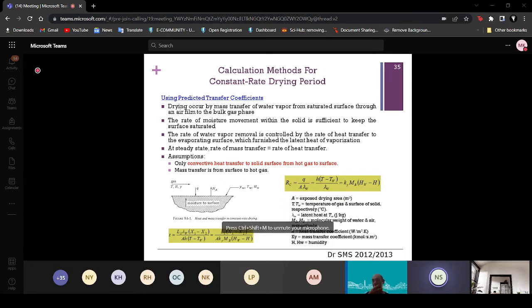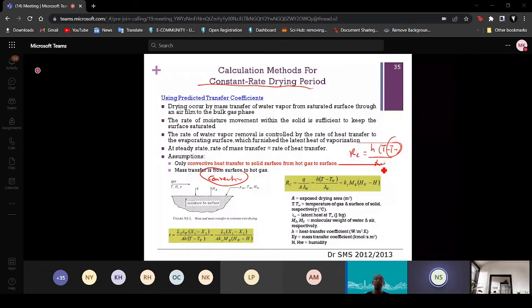Alright, so now I recap again. At the constant rate period, considering that you have convection only, we have established the equation. So to find the RC, you can use the equation h equals T minus TW divided by latent heat at TW. So here you have T wet bulb. I already taught you how to use the humidity chart to get this T wet bulb. It's very important. Once you know the T wet bulb, you can find the latent heat at the wet bulb temperature.